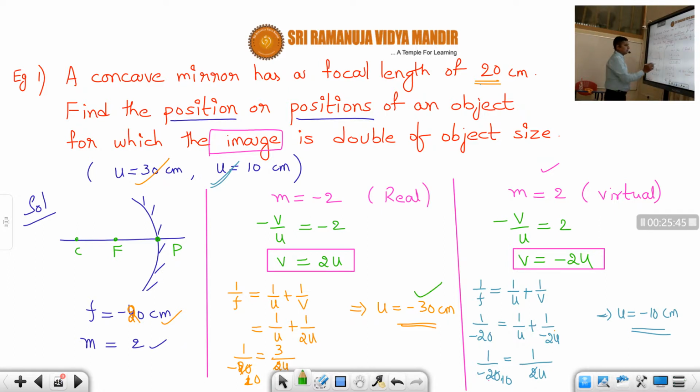30 centimeters. Now focal length is 20 centimeters, and we know the center of curvature will be 40 centimeters because it is double. So right now the object is placed at 30 centimeters, somewhere around here. For an object placed between focus and center of curvature, you will get a magnified image. What is the nature? Real. So you got the real image. That's why we took minus 2.